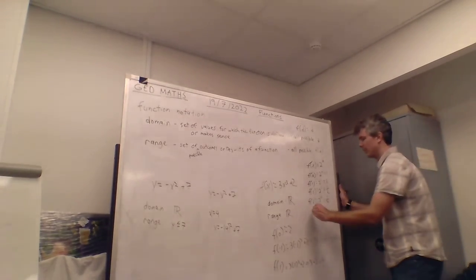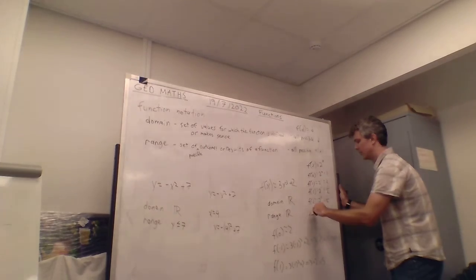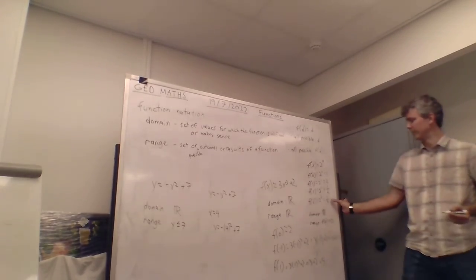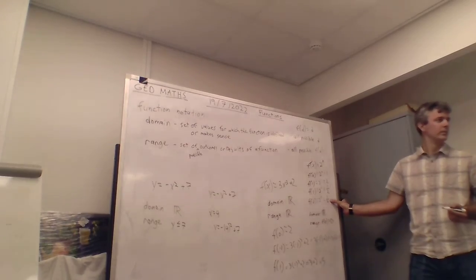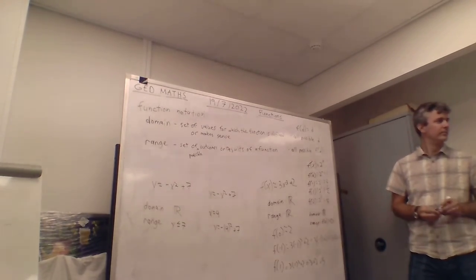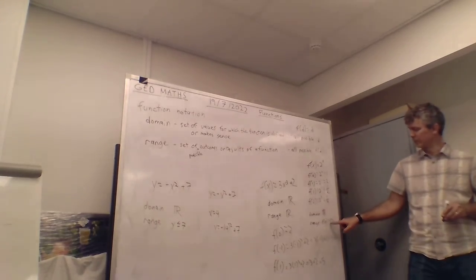So then I would say domain: all reals. Range: f of x is going to be greater than 0. It'll never get to 0, because for it to get to 0, x would have to be infinity. So it's not going to be equal, it's greater than.